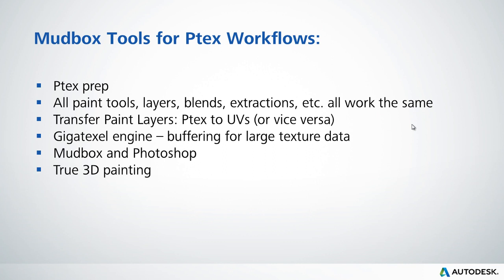And then we have transfer paint layers, which is excellent for, as I said, this Ptex to UV workflow, or vice versa, UVs to Ptex, or UVs to UVs, or Ptex to Ptex, whatever you need to do in transferring art history, not just baking, but transferring all that paint and all the history to another mesh. The Gigatexel engine allows for a buffering of large texture data, and that is very powerful when you're working with really high resolution texture data, especially with Ptex.